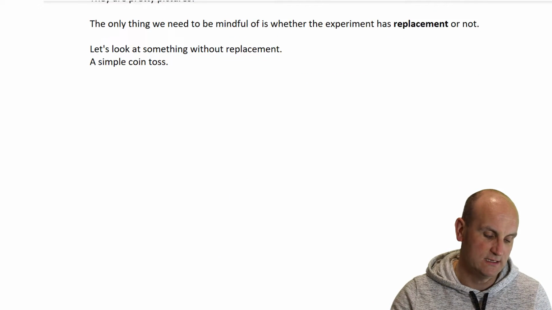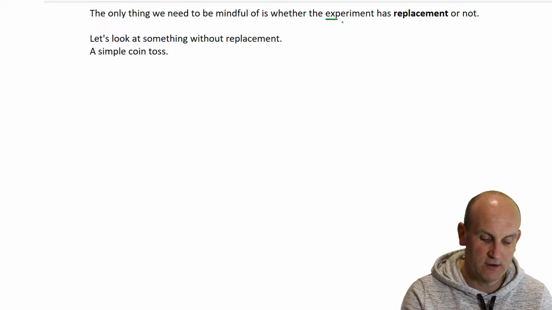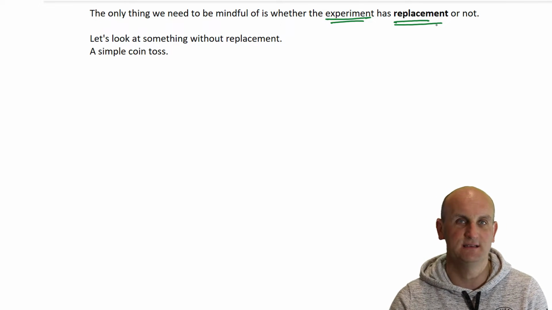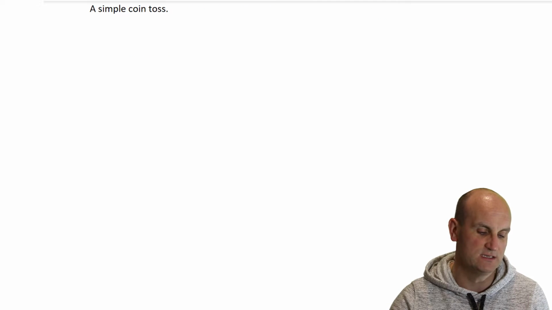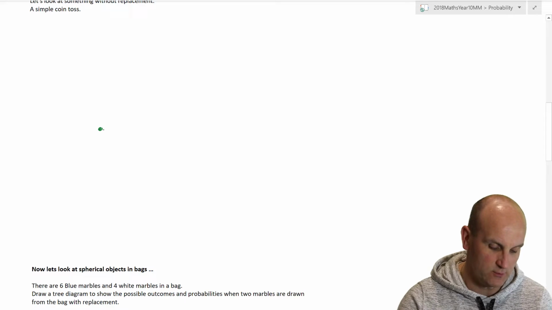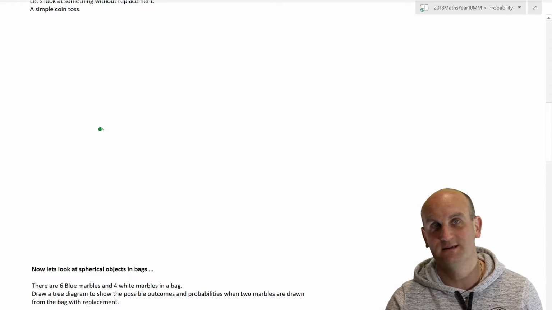All we really need to know, as I say here, is whether the experiment is being done with replacement or without. And I'm going to do a simple example first of how to draw a tree diagram by looking at a simple coin toss. Now in this situation, as I just said a moment ago, a coin toss always has a start point, and I do a dot for my start point.